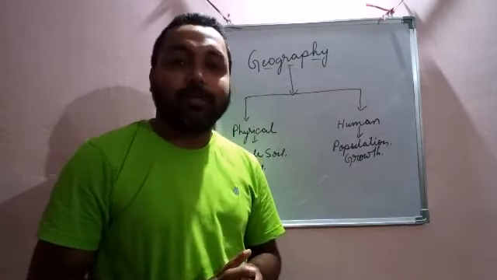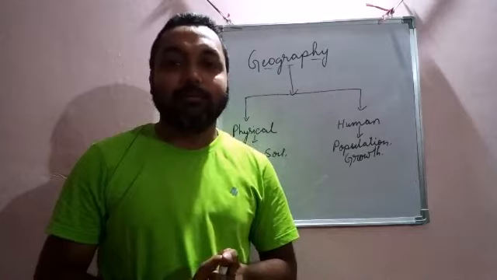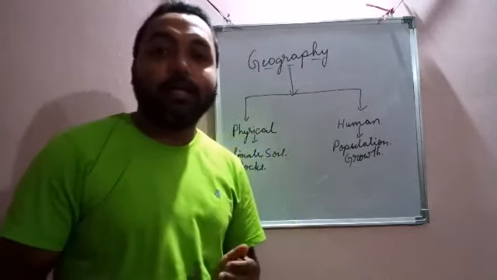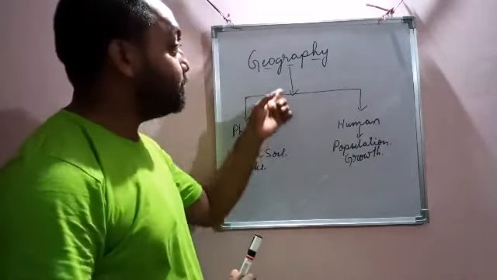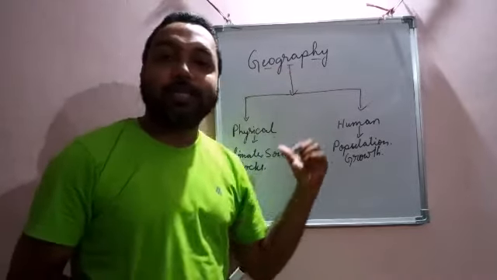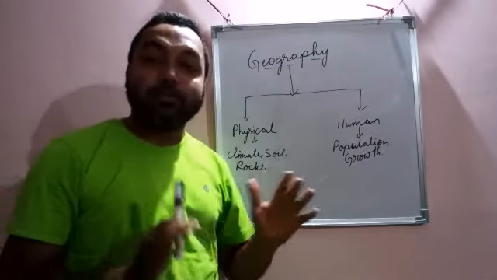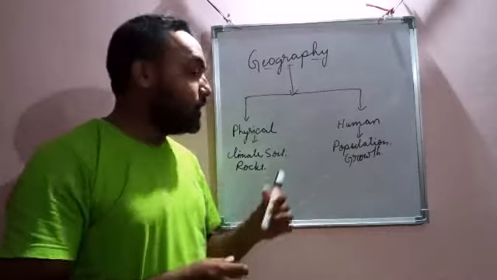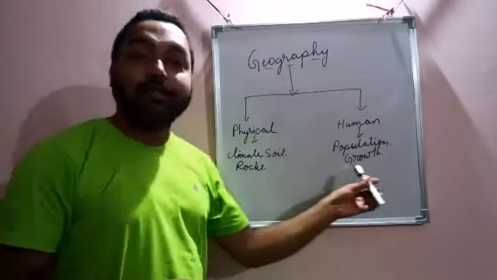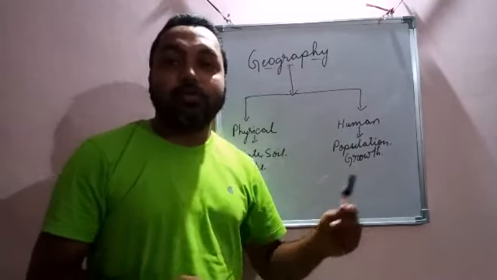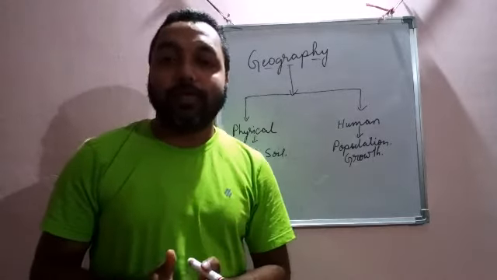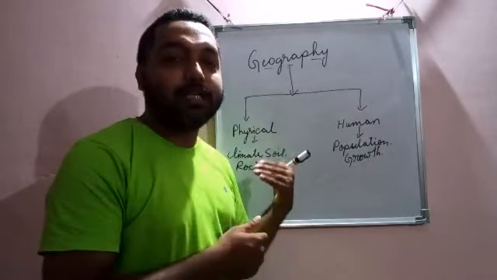Already in class 11 we have studied a little bit about the branches of geography. Here we will see geography has basically two distinct or two very broad branches. One is physical geography, the other is human geography. So geography has its broad branches, that is physical and human.